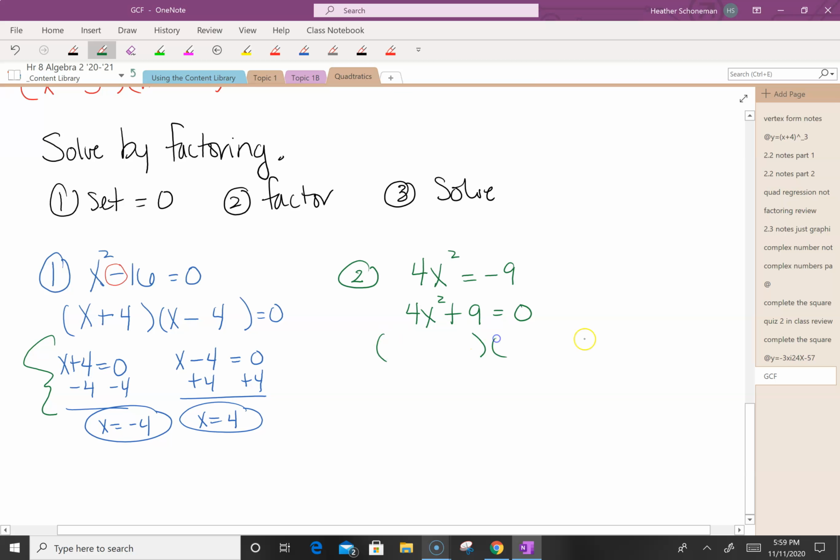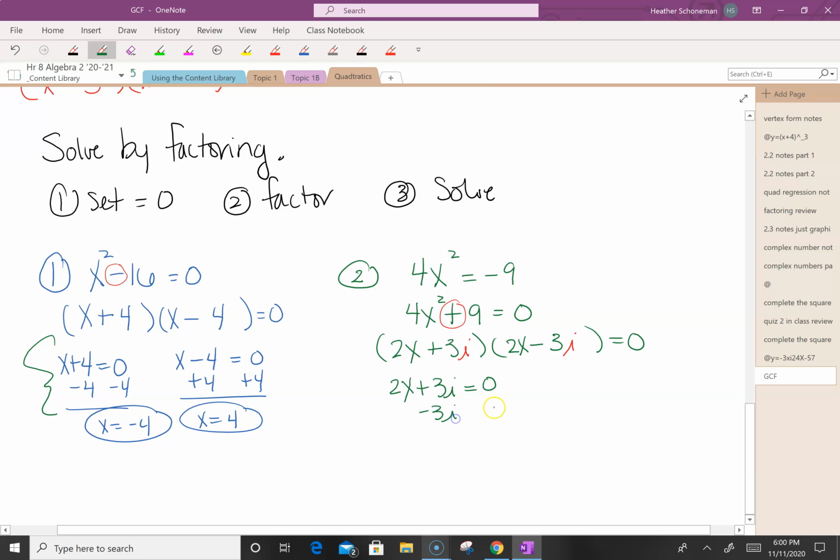I can take the square root of everything, so I'm going to go straight to my 2 parentheses. The square root of 4x squared is 2x. The square root of 9 is 3. One is plus, one is minus, because they are always opposite signs. Because I have a plus, I have to add my i. So this one is 2x plus 3i equals 0.